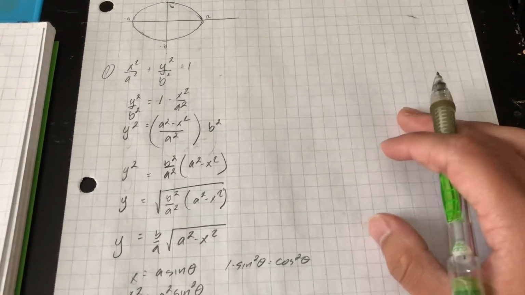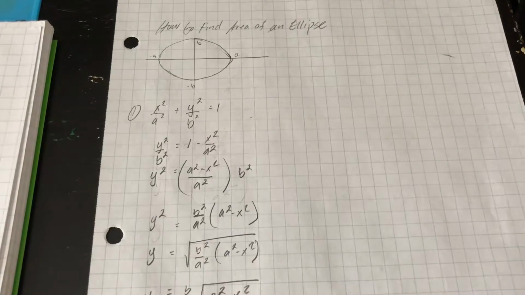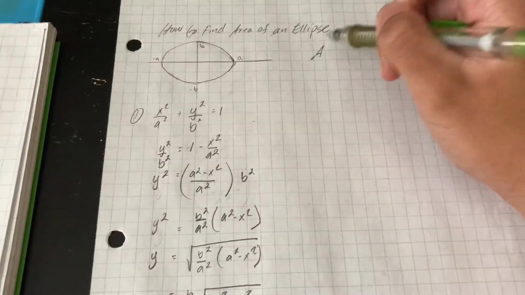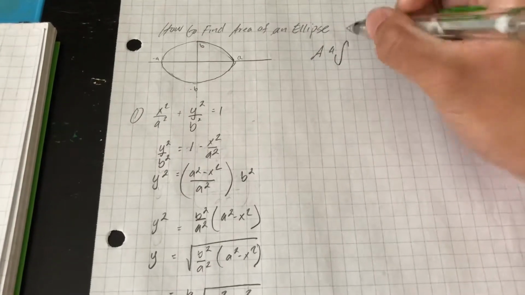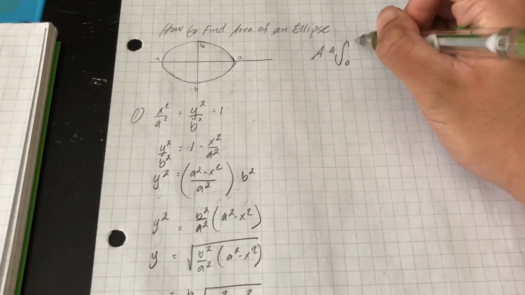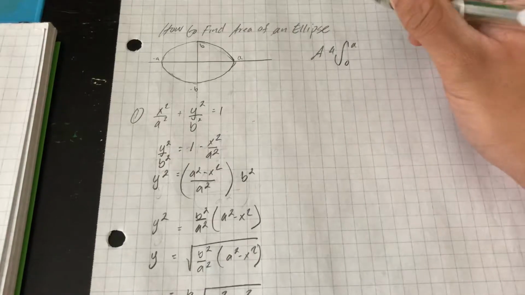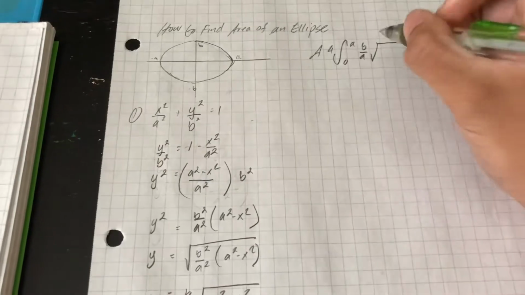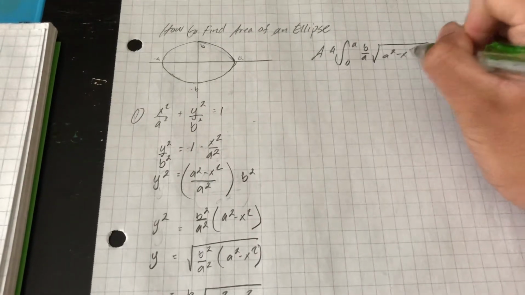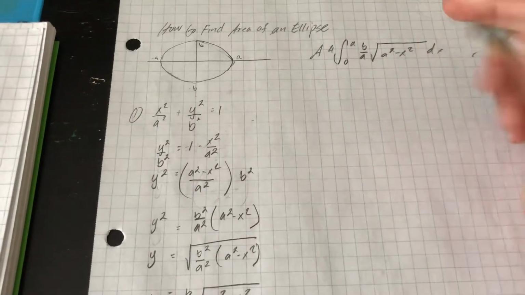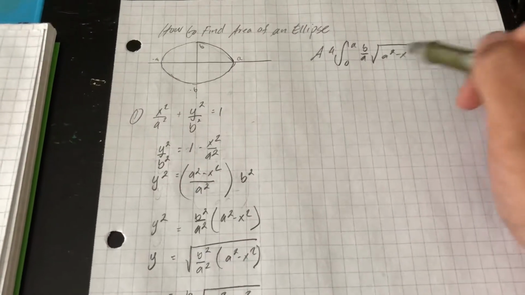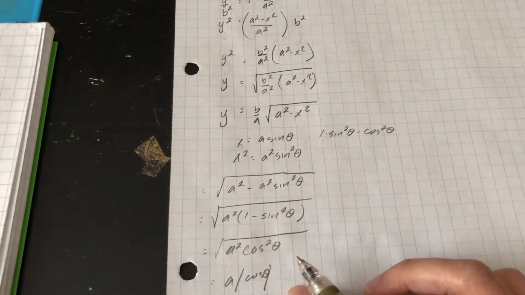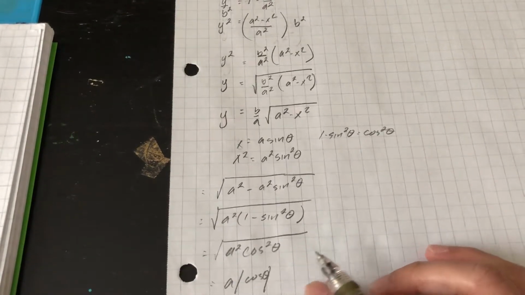Now moving on to finding the area of the ellipse. The area is going to be 4 times the integral from 0 to a of b over a times the square root of a squared minus x squared dx. But since we already know what this is, a cosine theta, we're gonna switch that out.